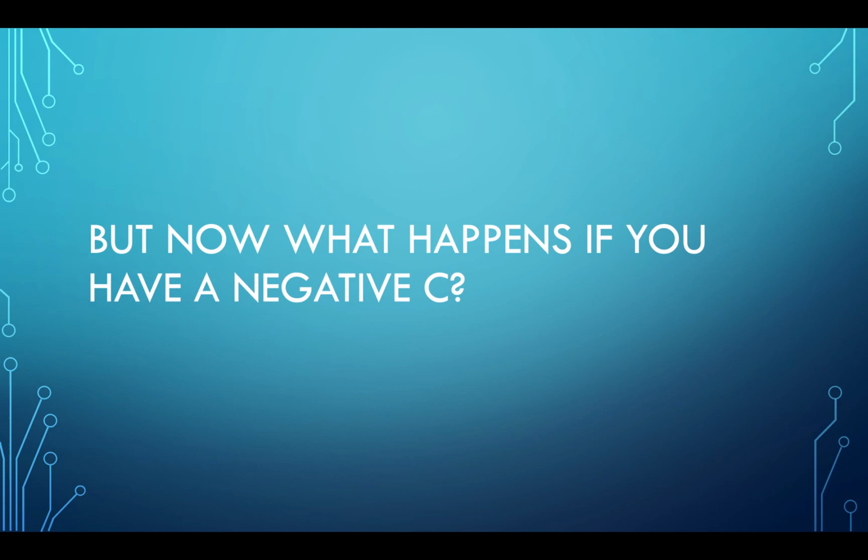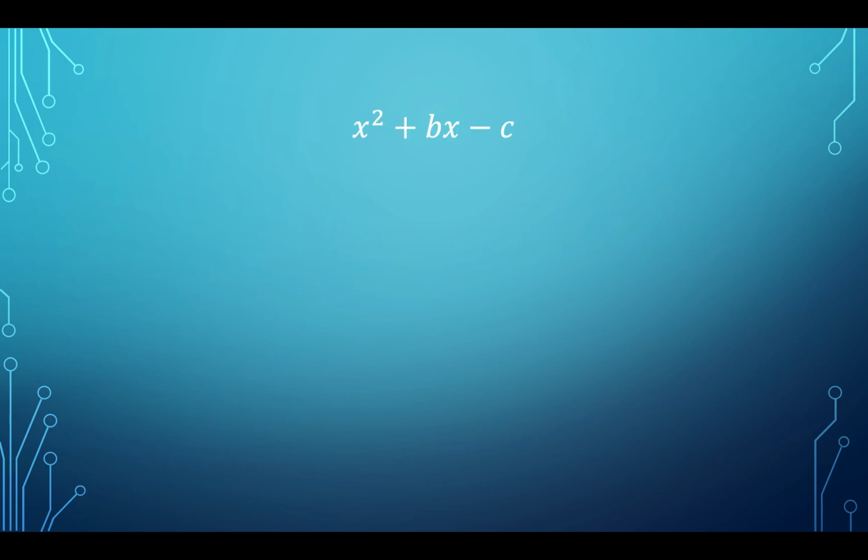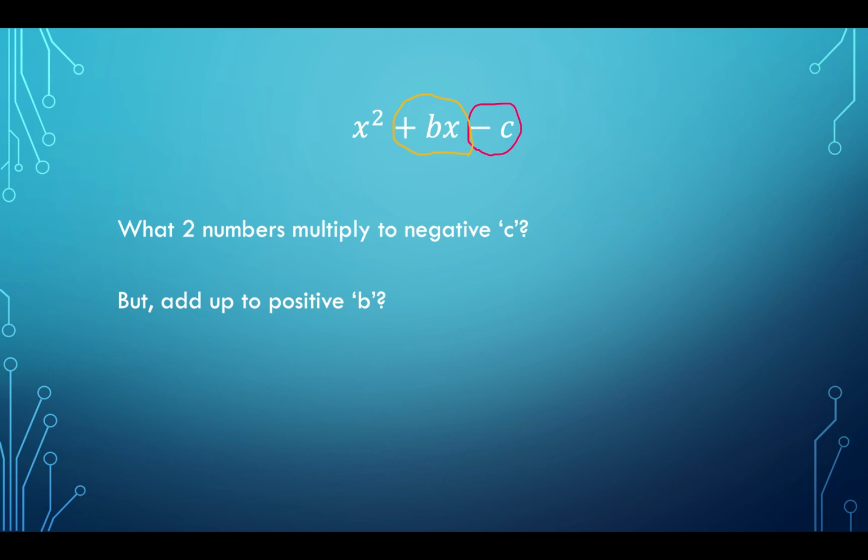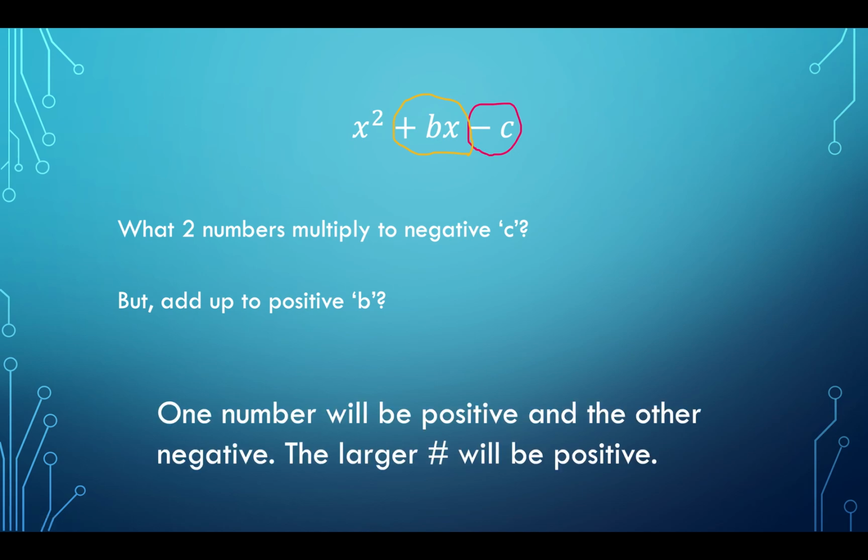Now, what happens if you have a negative c? So if we have this, x squared plus bx minus c, we have a negative c. So what two numbers multiply to give us negative c, but at the same time add up to positive b? How do we get a negative number at the end? What do we have to multiply together to get negative? You have to multiply a positive times a negative. So one number will be positive and the other will be negative. Now what's a little tricky here is, because I told you one number is positive, one number is negative, but they have to add up to a positive b.